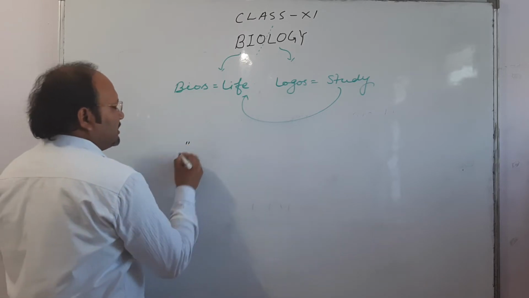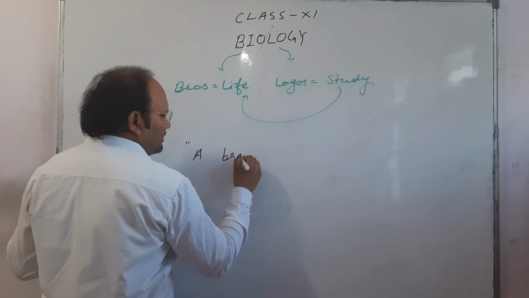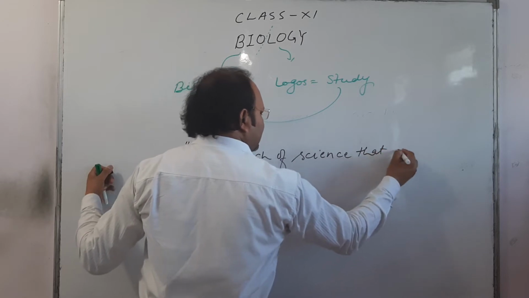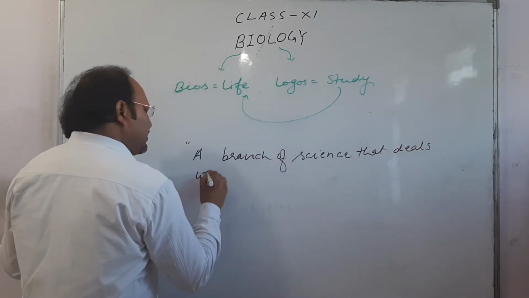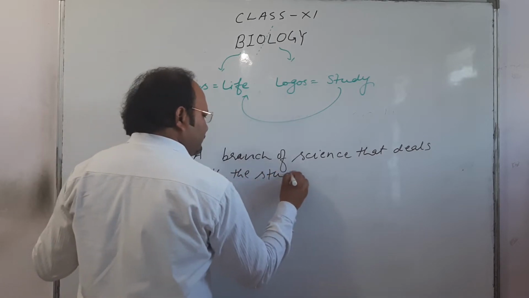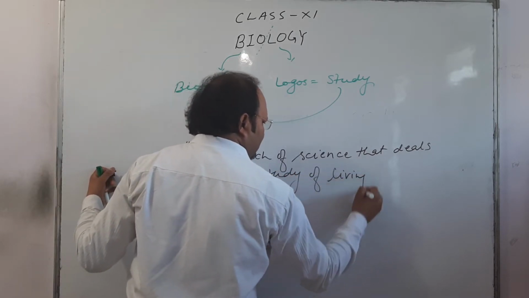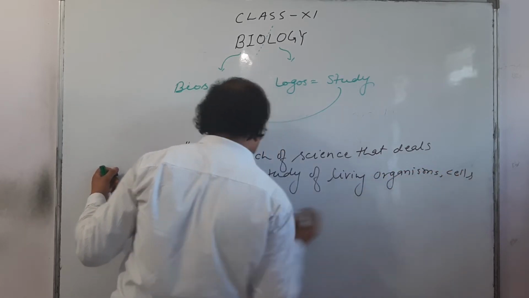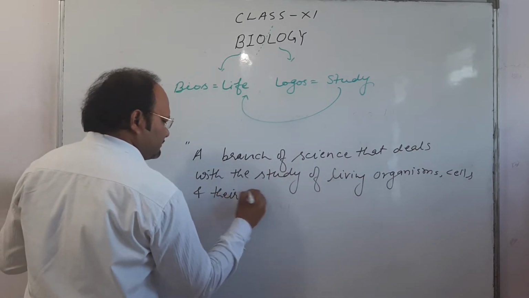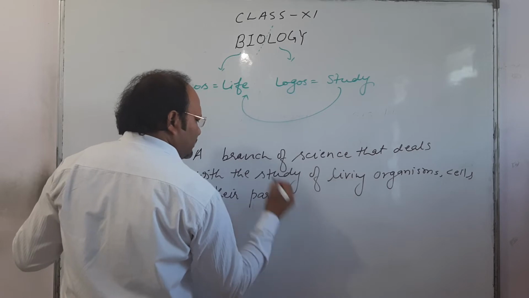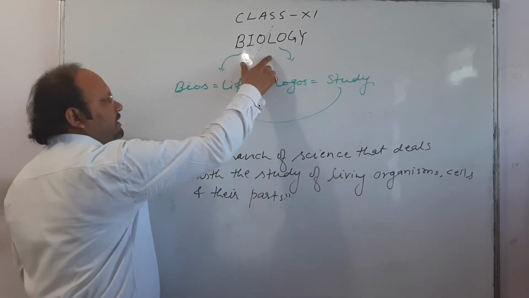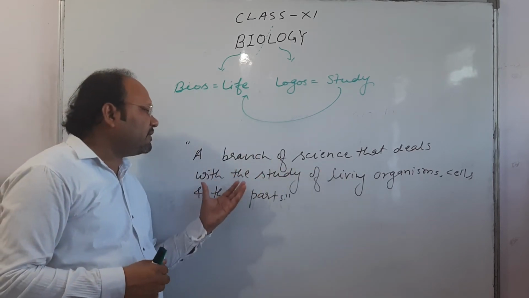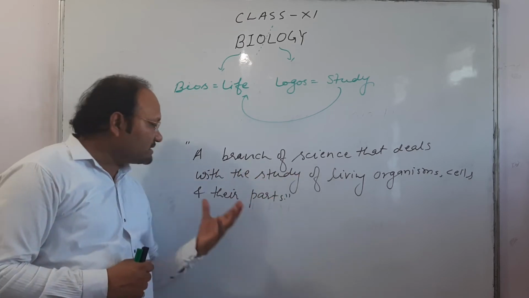If I want to define it, the definition is like this: a branch of science that deals with the study of living organisms, cells, and their parts. So what we have observed here, that I try to break the word and I get an idea, right? So a branch of science that deals with the study of the living organisms, cells and their parts.